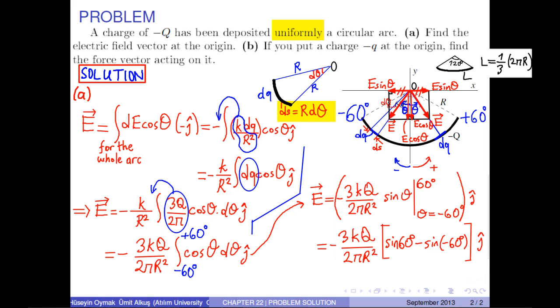We can write sine 60 degrees as root 3 over 2. Also, sine negative 60 degrees is negative root 3 over 2. Therefore, the electric field becomes negative 3 square root of 3 k times q over 2 pi r squared j hat.